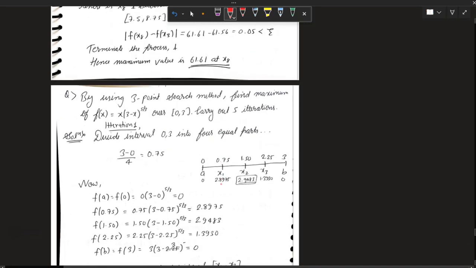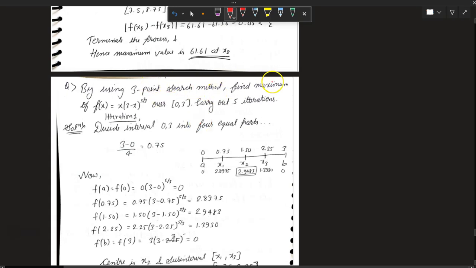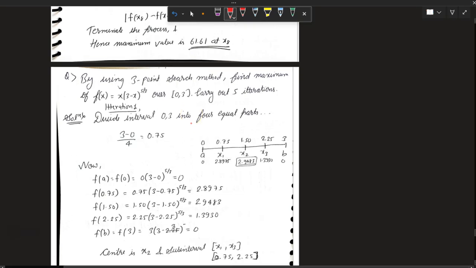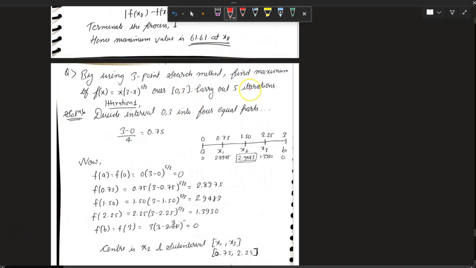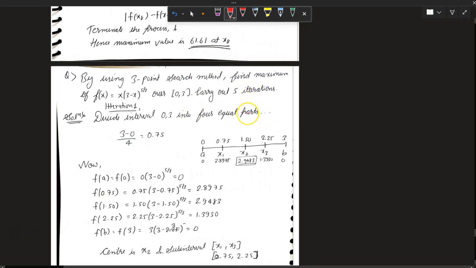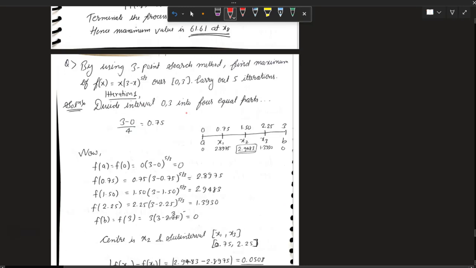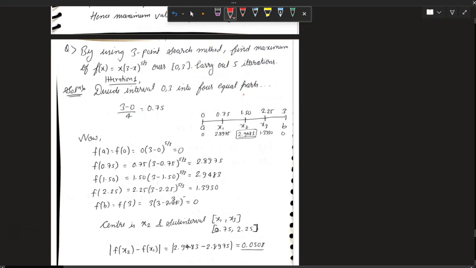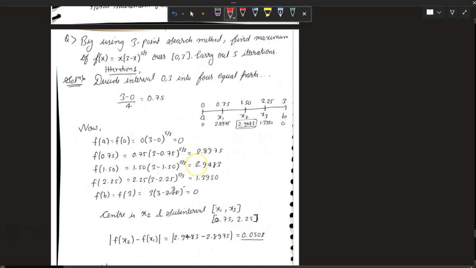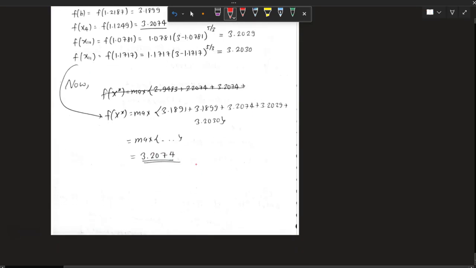This question is also the same. By using the 3-point search method, find the maximum of f of x equal to this equation given over 3. Carry out 5 iterations. You don't have to look at this negative again and again because it's written in the question. You have to take 5 iterations, so just do the same and take 5 iterations. You will get the answer over here.